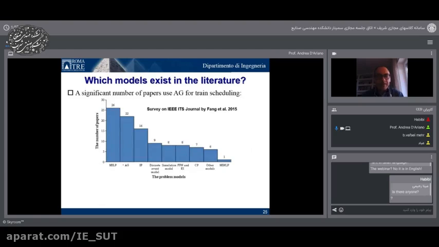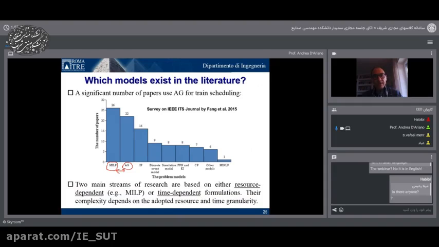Here you have a classification of the literature, and you see that you have a recent survey, IEEE ITS journal, in which you have the number of papers that were dealing with the different types of techniques. As you can see, the alternative graph technique is the second most used. The first most used is mixed integer linear programming. Actually, there is a strong link between these two formal representations of the problem that I will explore later on in the presentation. Both of the two formal representations of the problem are resource dependent.